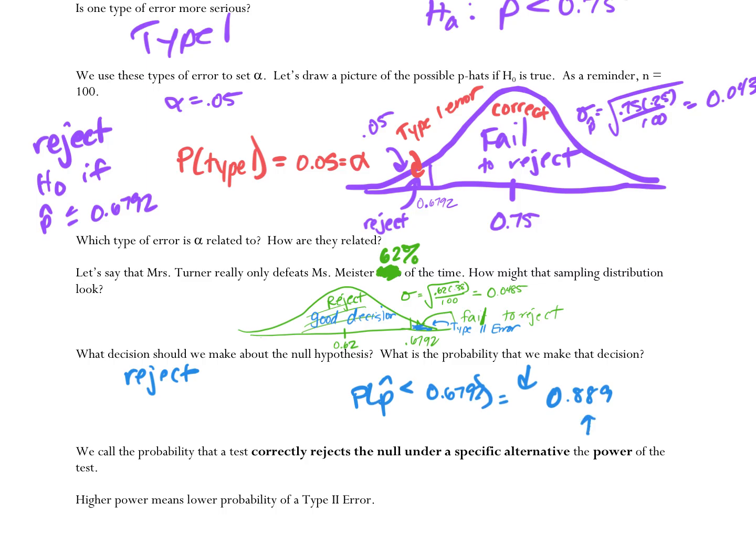That probability is called the power of the test. In specific, it is the power to detect p equals 0.62.